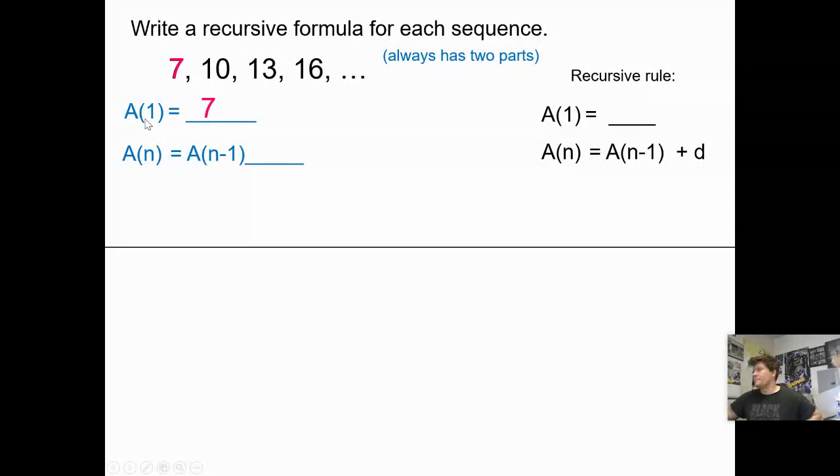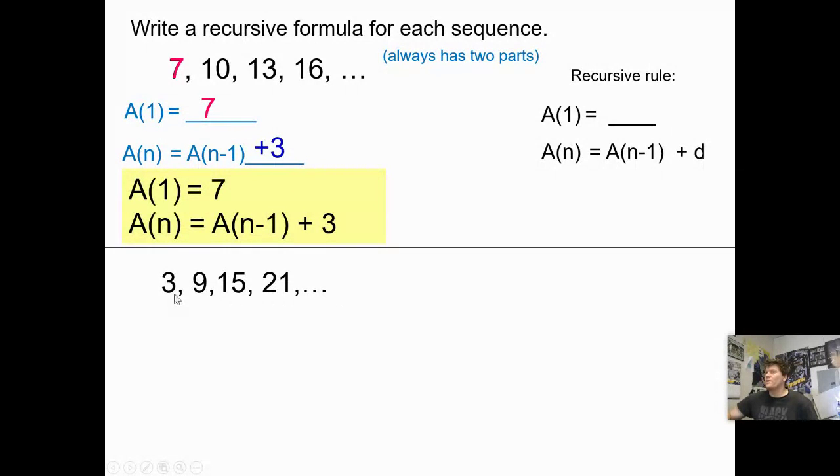So 7 equals A1. Now we need to come up with a general rule. To write that, we have our any term equals the previous term plus or minus the common difference. So looking at this, what is our common difference? I went from 7 to 10 to 13 to 16. Hopefully you're noticing it's adding 3 every time. So my recursive rule is just this right here. A1 equals 7, AN equals AN minus 1 plus 3.